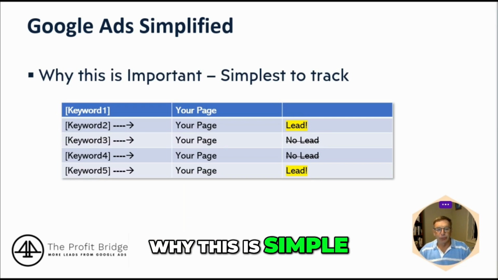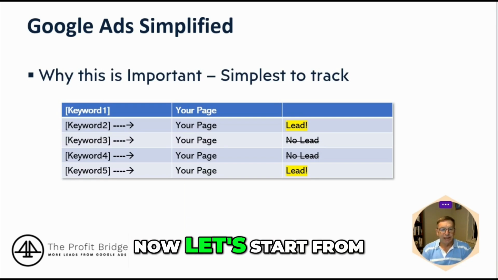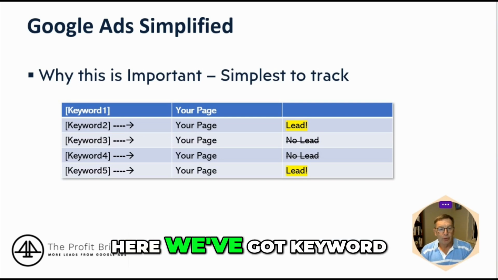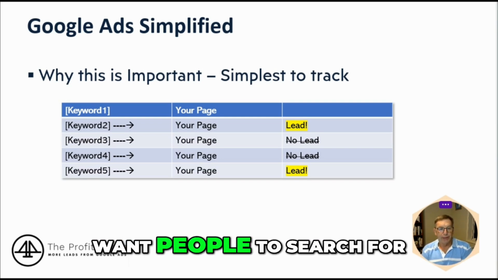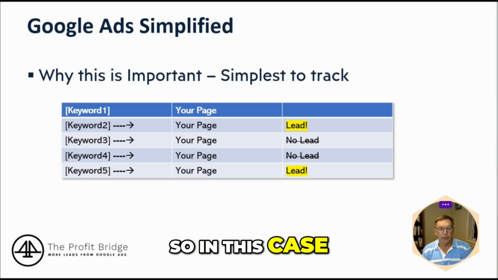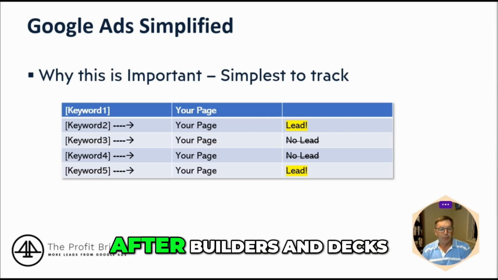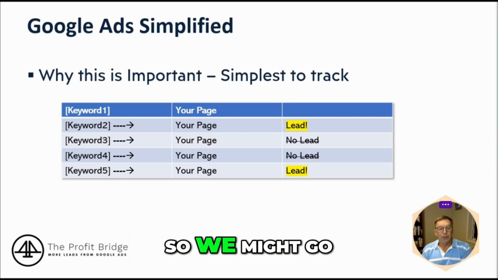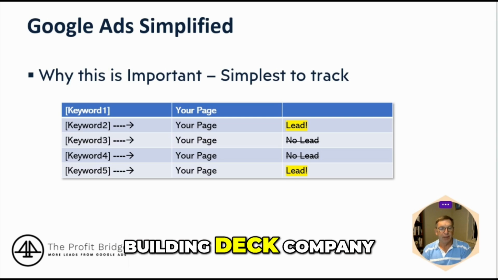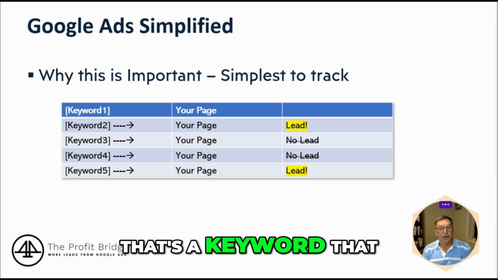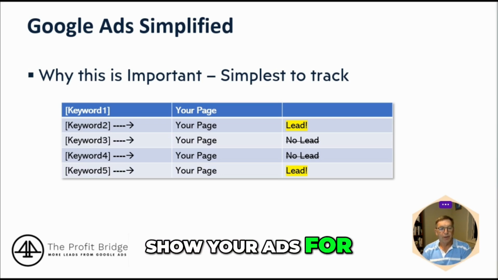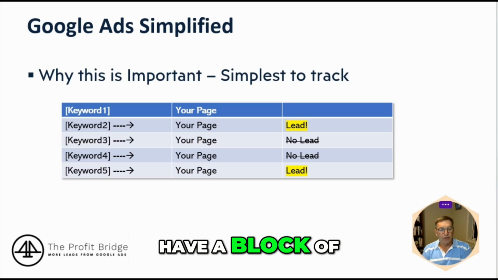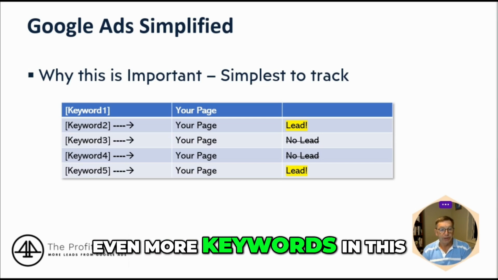Why this is simple to track. Now let's start from the left here. We've got keyword. And the keyword is what you want people to search for. So in this case, we know we're going after builders and decks. So we might go building deck company. That's a keyword that you have put in as a suggestion for what you want to show your ads for. And then we might have a block of up to 5 or even more keywords in this.